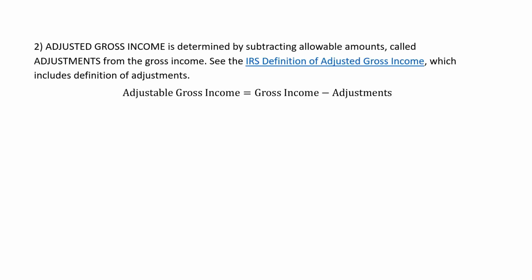Adjusted gross income is determined by subtracting allowable amounts called adjustments from the gross income. Again, see the IRS definition for a more complete definition. The adjusted gross income is equal to the gross income minus the adjustments.